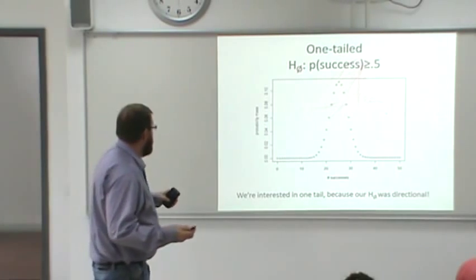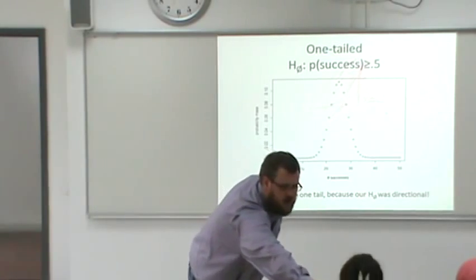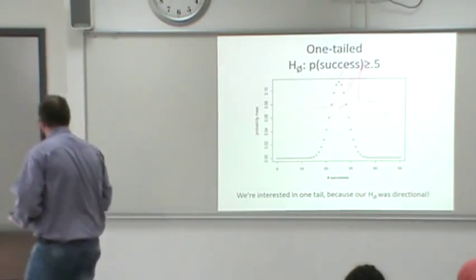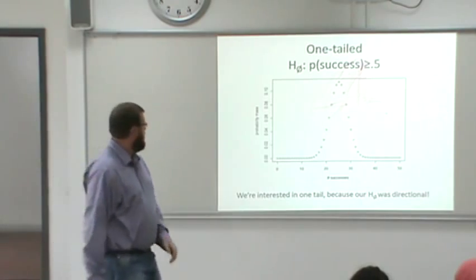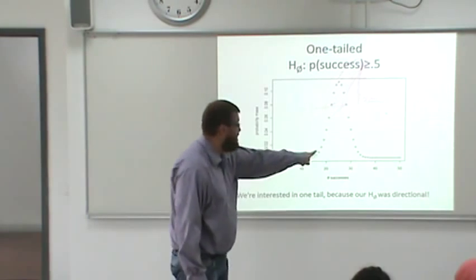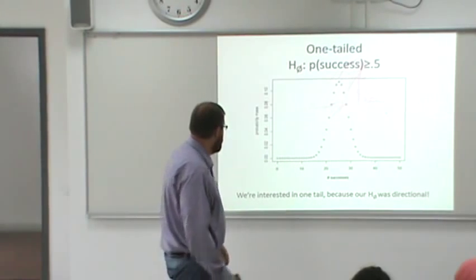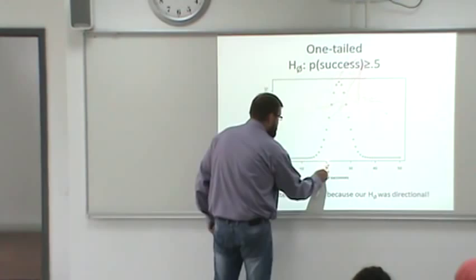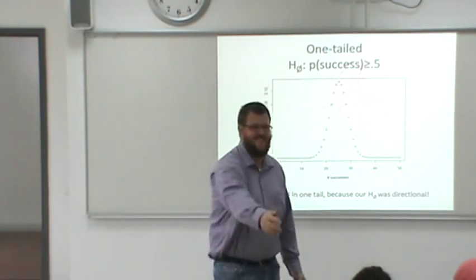Now, the probability of getting 18 successes, where was that again? Can you point to it again for me? Excuse me just a moment. Did you get it? No, we have 50 trials. 18? Just look. 0, 10, 20. So 18 should be... Yeah, there you go.